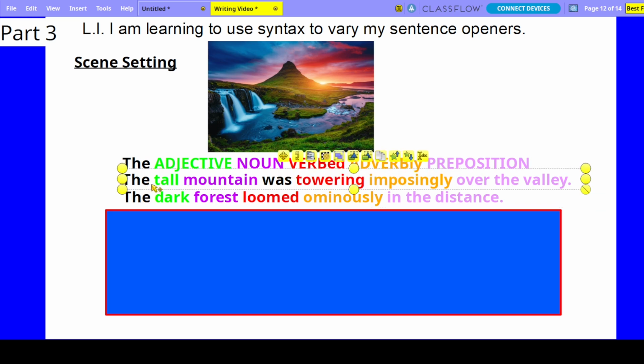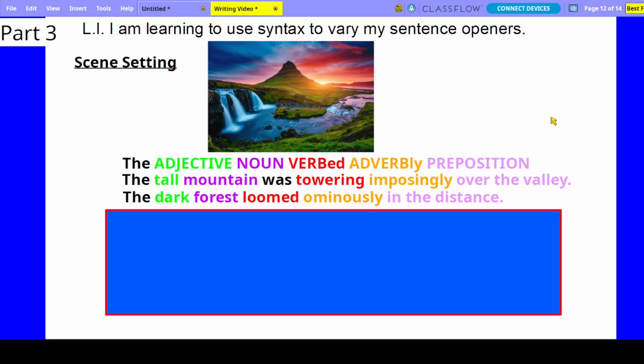It always started with the adjective noun, the tall mountain, the dark forest, and then what it was doing, was towering, looming, whatever it might be, and then where it was doing it. So they were all following this adjective noun, verb, adverb, preposition structure. And that works. It works very, very well. However, if you only do that, your writing becomes very predictable and it doesn't have a lot of character to it. It doesn't have a lot of flavour to it. And what we want is for our writing to be a little bit more engaging, a little bit more exciting.